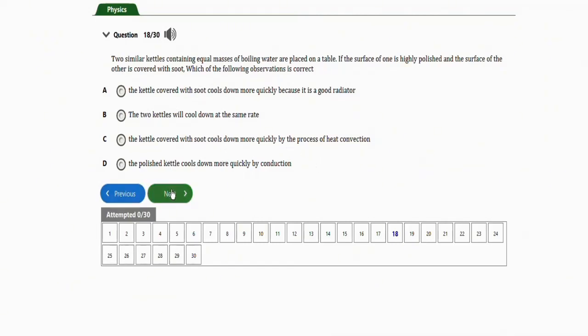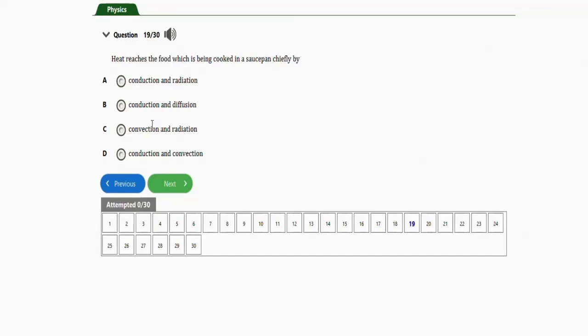Let's go to the next one. The next repeated question here says, heat reaches the food which is being cooked in a saucepan chiefly by, we have conduction and radiation, we have conduction and diffusion, we have convection and radiation, we have conduction and convection. So guys, the correct option to this question is option D, conduction and convection. Heat reaches the food which is being cooked in a saucepan chiefly by conduction and convection.